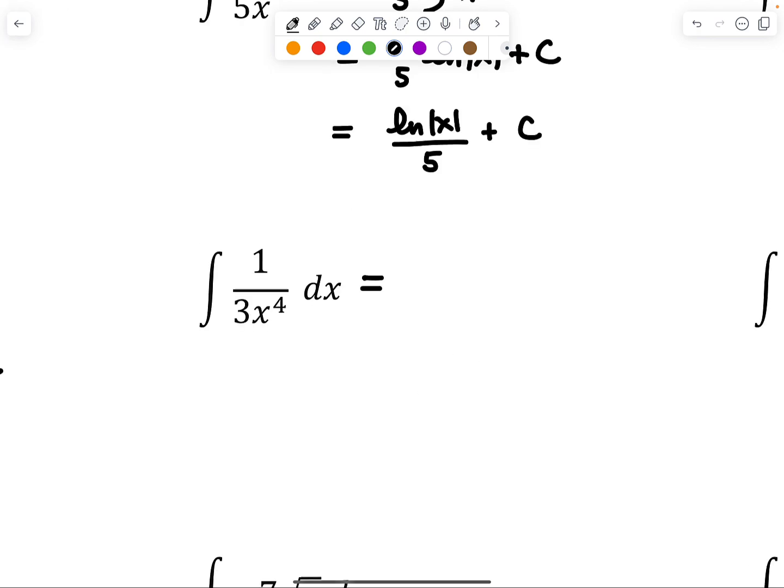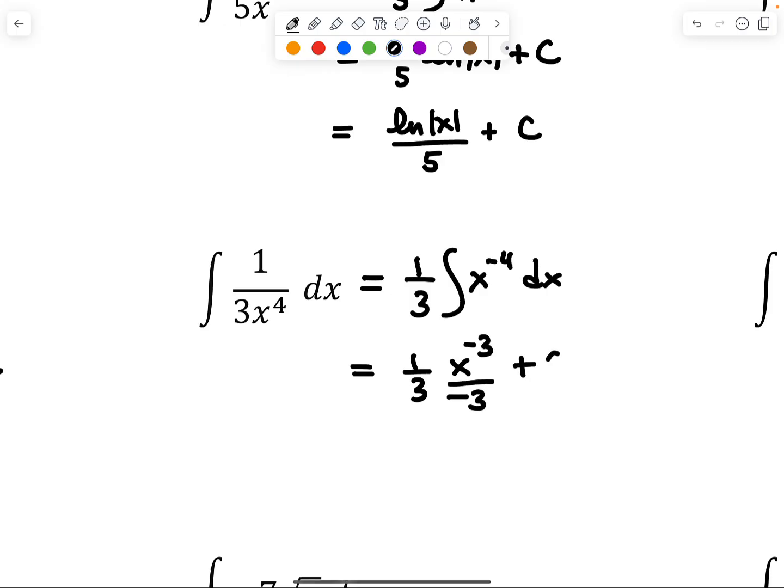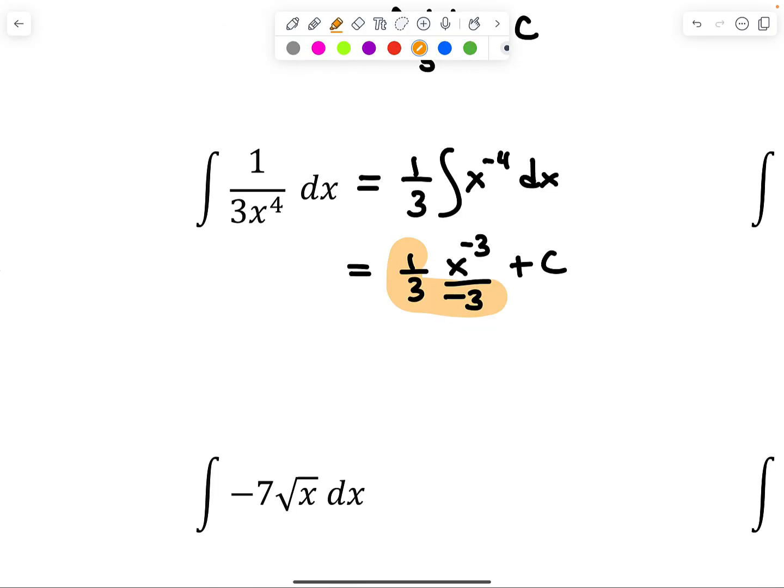Next example, that 3 that's in the denominator, I can factor out as a 1/3. That leaves a 1 over x to the 4, which I'm going to rewrite as x to the minus 4, so that I can use the reverse power rule. So the 1/3 stays, the new power increases from -4, add 1 becomes -3, and then over that new power, -3, and then plus c. All these constants just make a -1/9, and then x to the minus 3 pushes that x back down to the denominator. So I could rewrite this as -1 over 9x cubed, and then plus c.